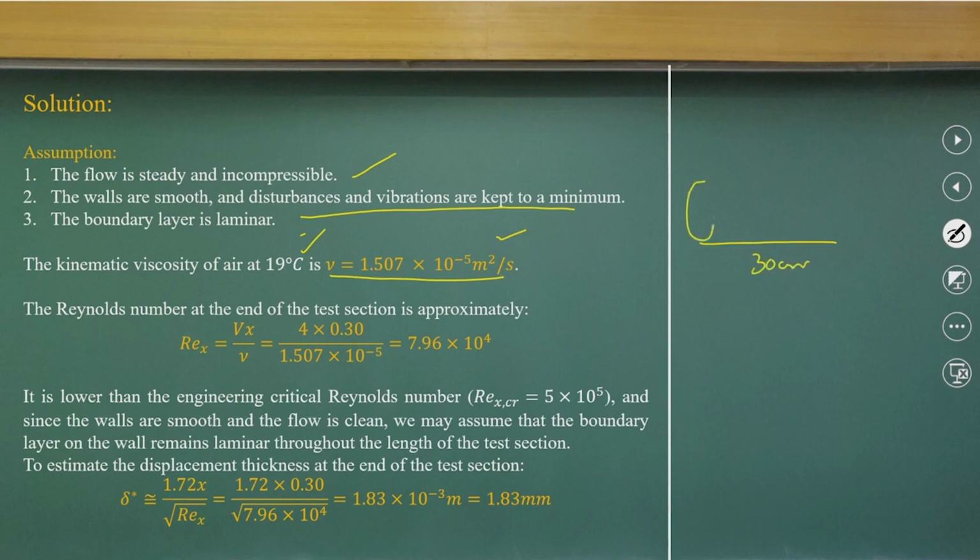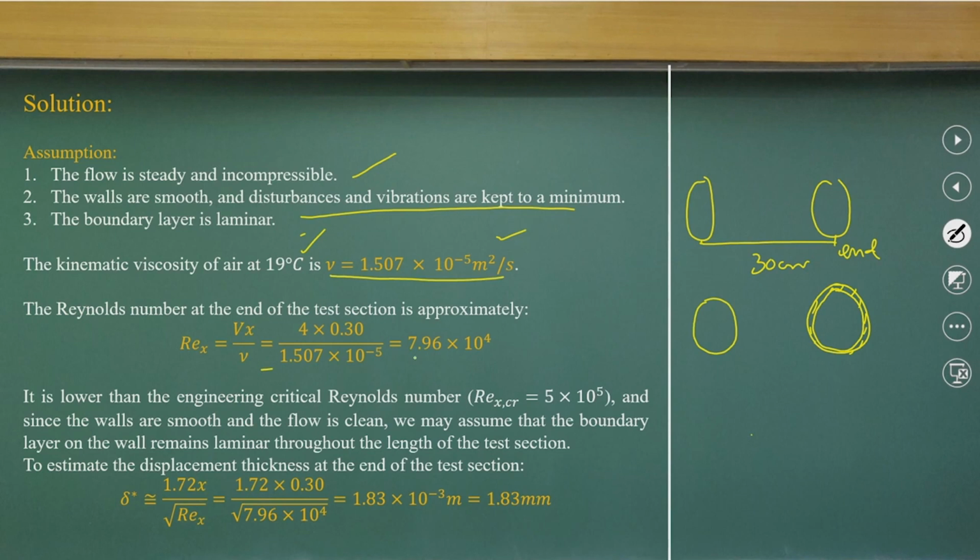So, this is a circular test section. Initially you will have this 30 centimeter, but at the end you will have boundary layer formation. Will you have boundary layer formation at the leading edge? There will be no boundary layer formation, but at the end we have the boundary layer formation. What is the thickness? What is the Reynolds number at these points? That is what you can compute.